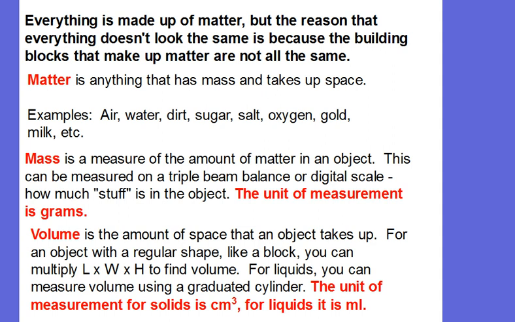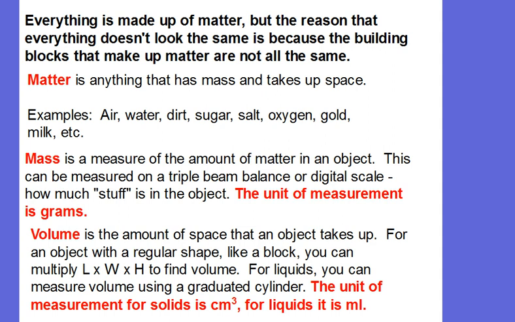Volume tells you how much space that object is taking up. And for an object with a regular shape, like a block, or something where you can measure the sides, you can just measure the sides, length, width, and height, and multiply them all together to find the volume. For liquids, you measure the volume using a graduated cylinder. A graduated cylinder is the most accurate way for us to measure liquids.